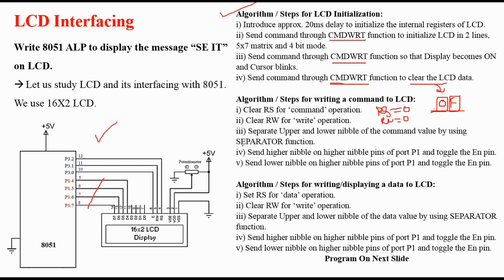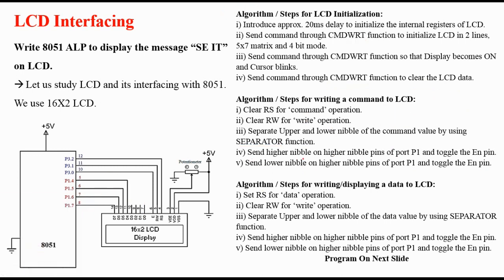For that purpose we use the separator function. The separator function will separate the upper and lower nibble, then send the higher nibble on the higher nibble pins of port 1 and toggle the enable pin. So send this data over the line and toggle this enable pin. Again, after that, send the lower nibble. We have sent this nibble, now we will send the other nibble on the higher nibble pins of port 1 and toggle the enable pin. When you send, toggle it. In this way we are sending the commands to the LCD.